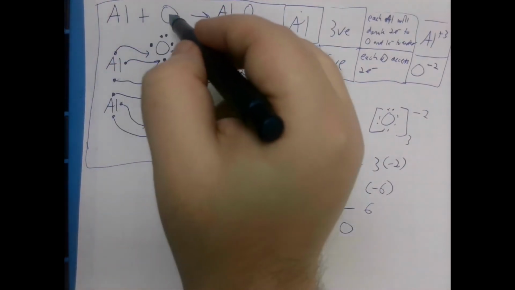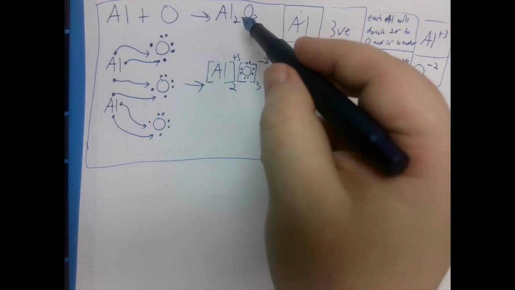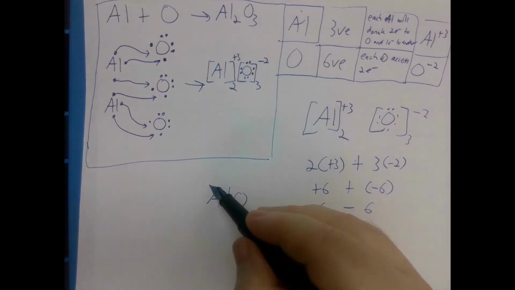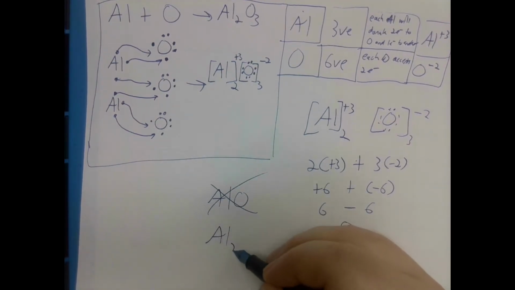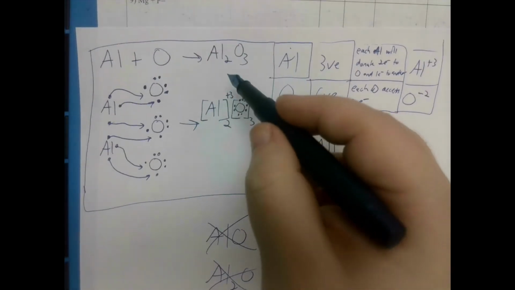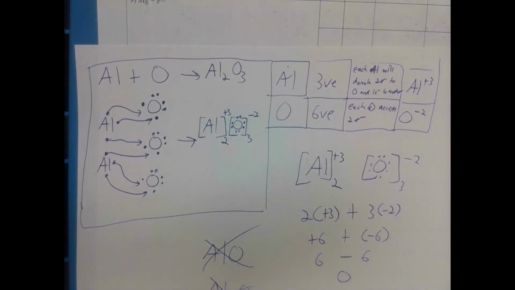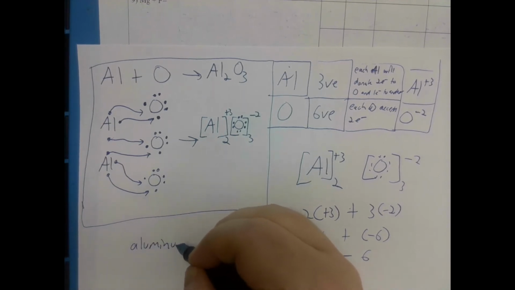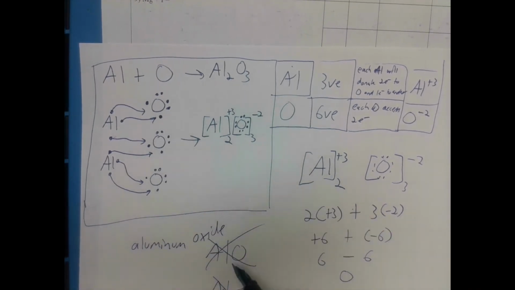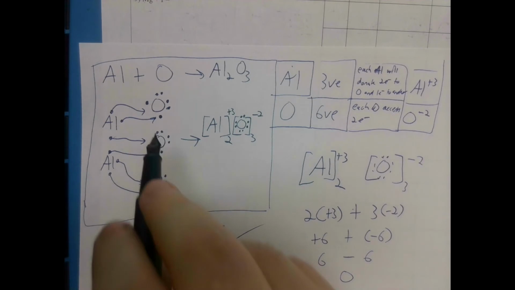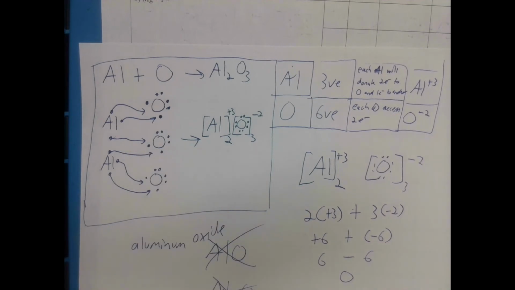So when aluminum and oxygen interact, it makes Al2O3. It does not make AlO. That's wrong. It doesn't make Al2O. That's wrong. The correct formula for aluminum oxide is Al2O3. Just because I say the word aluminum oxide doesn't mean it's AlO. It's Al2O3. These charges all have to counteract and balance each other out. Make sense?